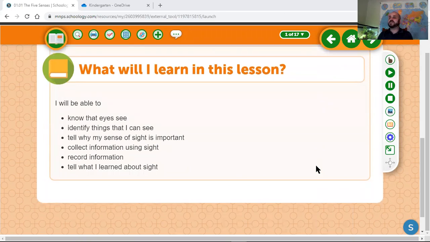What will we learn in this lesson? We're going to know what the eyes see. We're going to identify things that I can see. We're going to tell why my sense of sight is important. We're going to collect information using sight. We're going to record information, and we're going to tell all that we learned about sight.